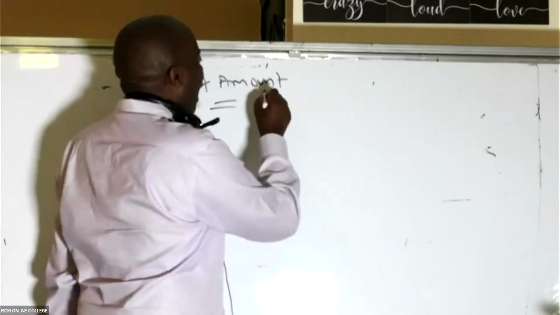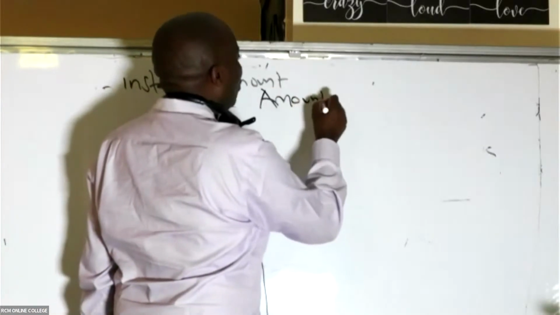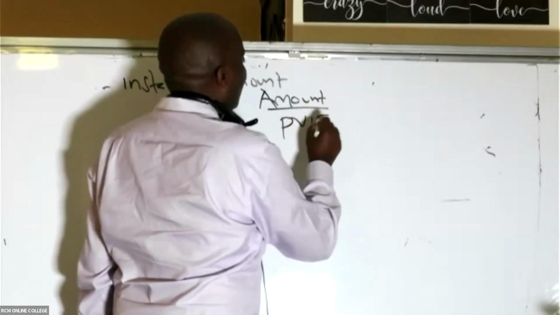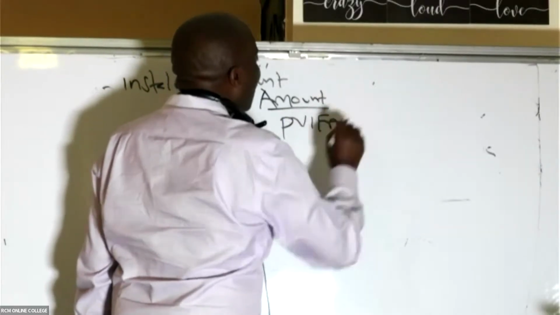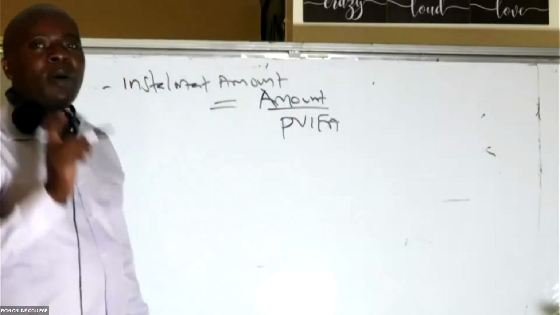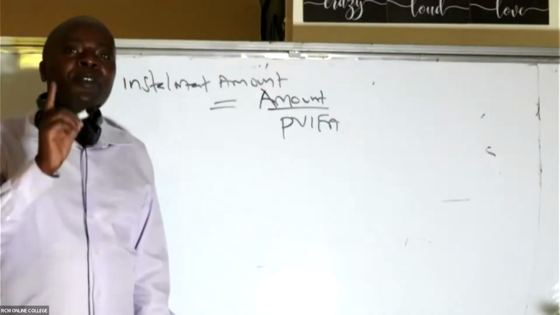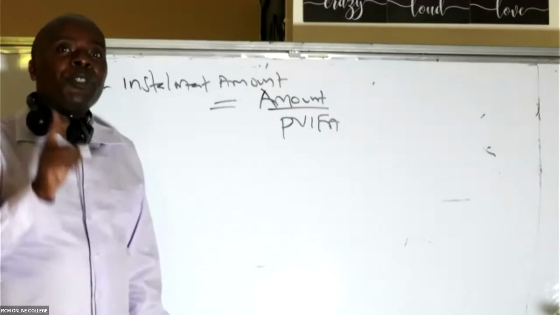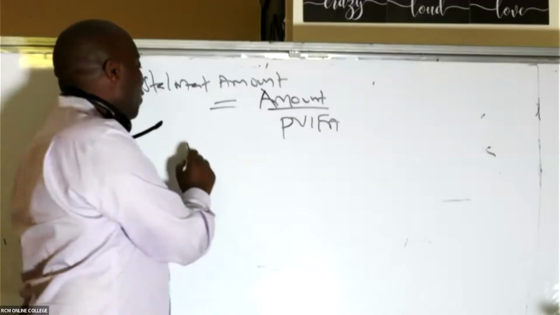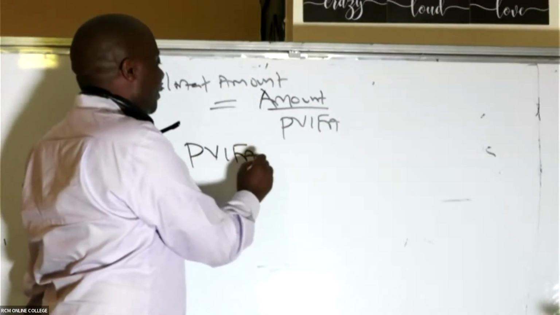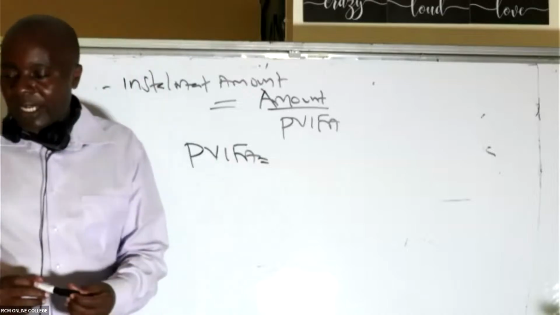It is amount over PV-FA. I don't have a problem with the amount. I know the amount is 400,000, but I've got every problem with PV-FA. There are very few students who will be able to get PV-FA right here.